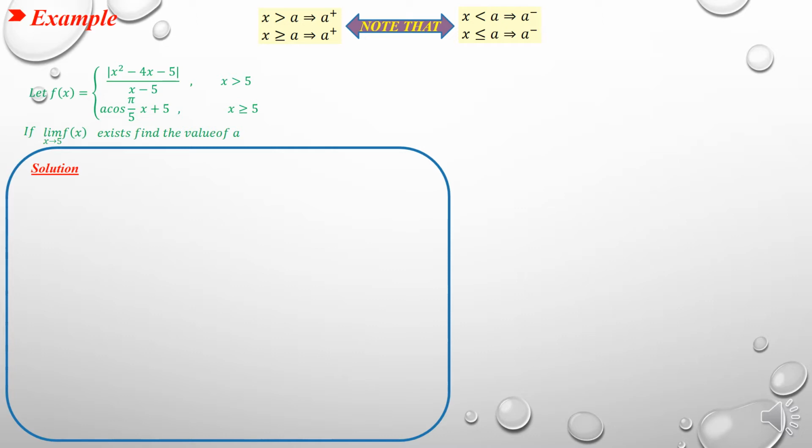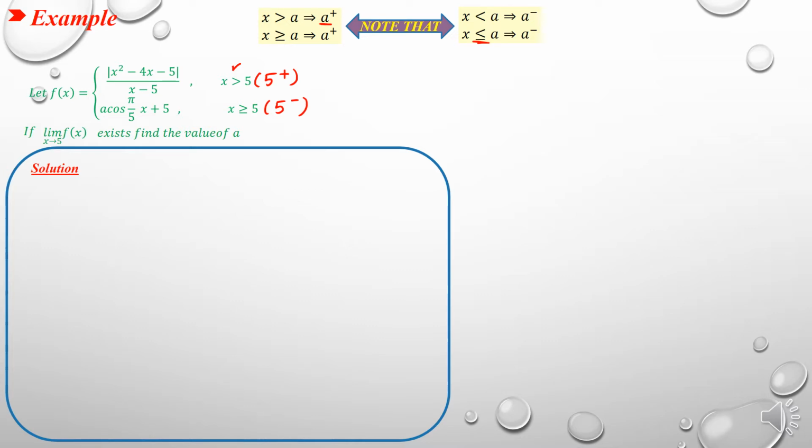Now since the limit around 5 exists, that means the limit from the right equals the limit from the left. As you know, x greater than 5 means 5 from the right, and x less than or equal to 5 means 5 from the left. And since the limit exists around 5, it means the limit from the right of 5 equals the limit from the left of 5.